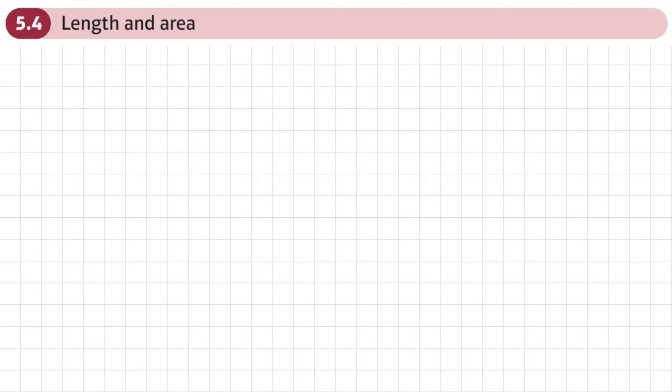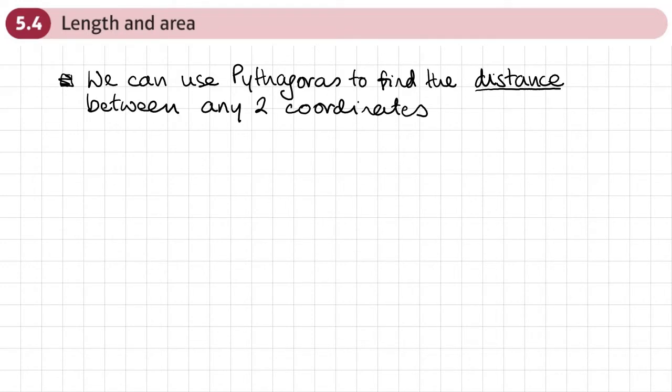This is the fourth section of chapter 5 on straight line graphs. And this section is all about length and area. Now we can use Pythagoras to help us to find the distance or the length between any two coordinates.